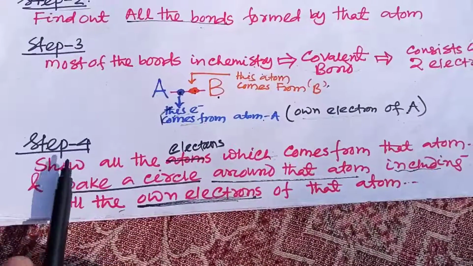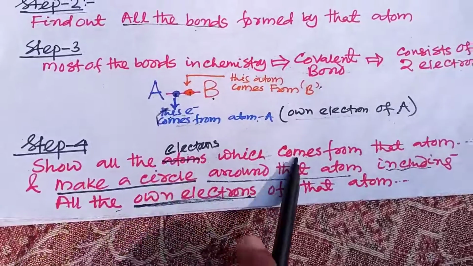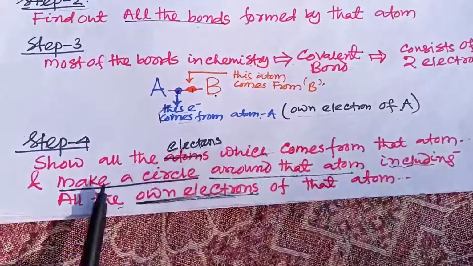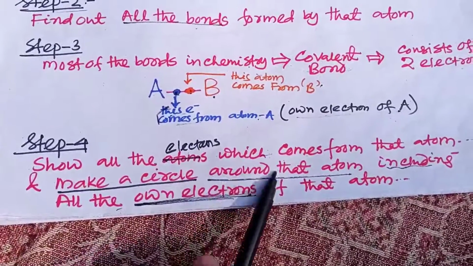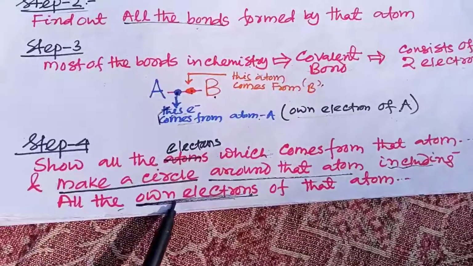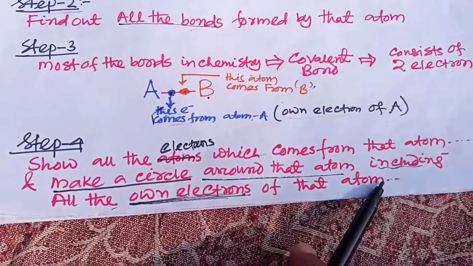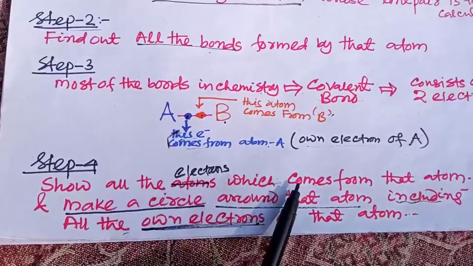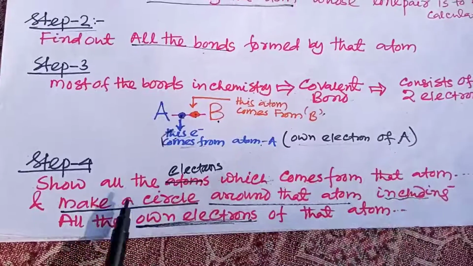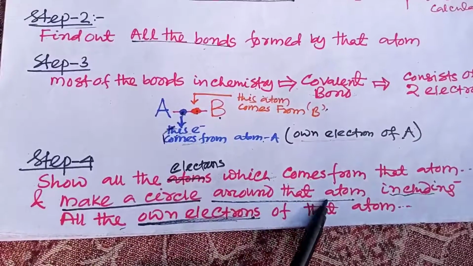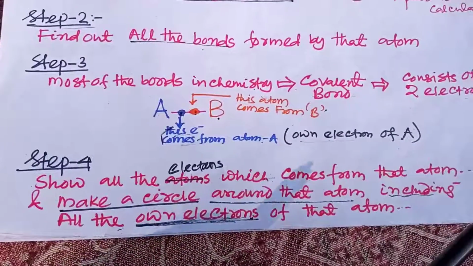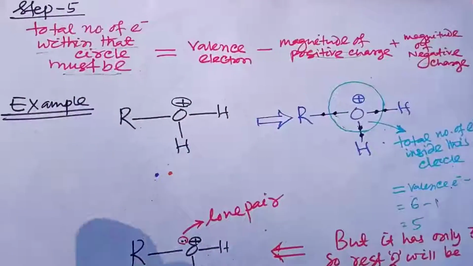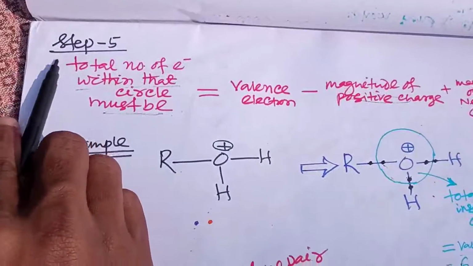In step number 4, we have to show all the electrons which come from that atom, and we have to make a circle around that atom including all the own electrons of that particular atom whose lone pair is to be counted. That is step number 5.